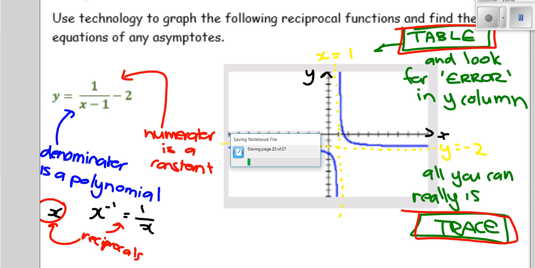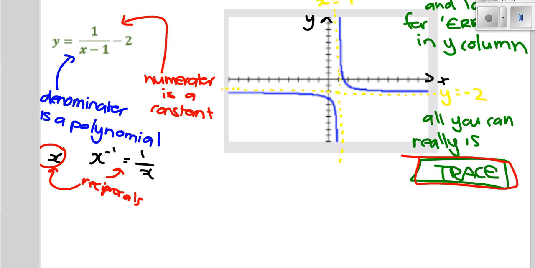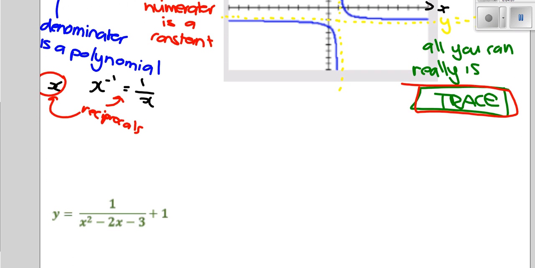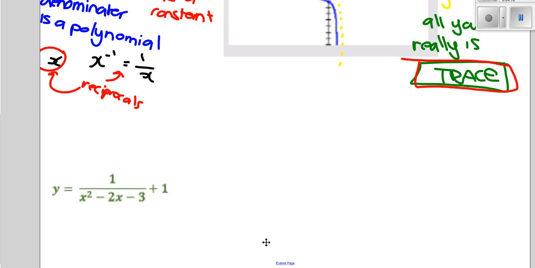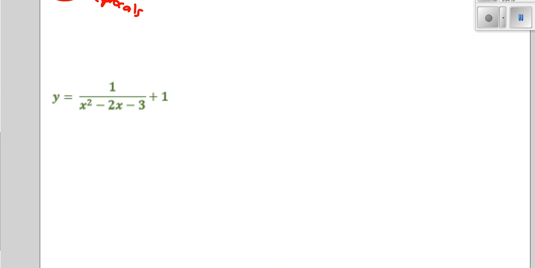Reciprocal functions are pretty crazy, because you get the asymptotes and these weird curves and asymptotic behavior where it rises up rapidly. Down below we still have another kind of reciprocal function, but what kind of polynomial is on the bottom, on the denominator? Quadratic, yes. So it's a different kind of polynomial on the bottom. Same thing, we've got a constant on the top.